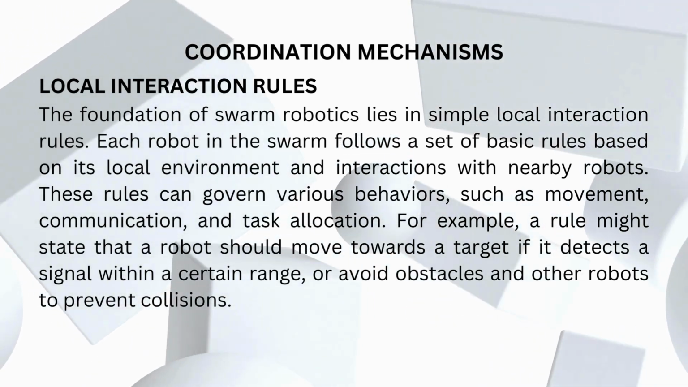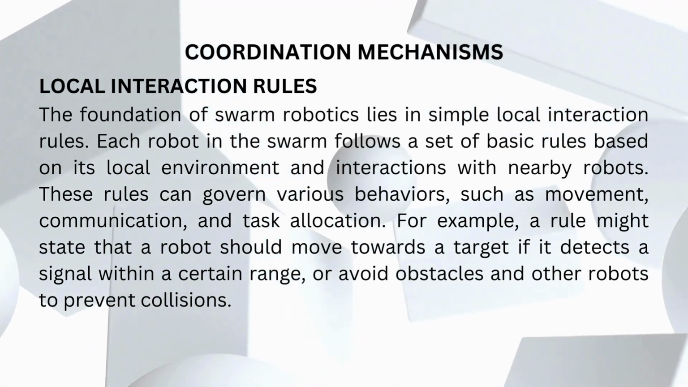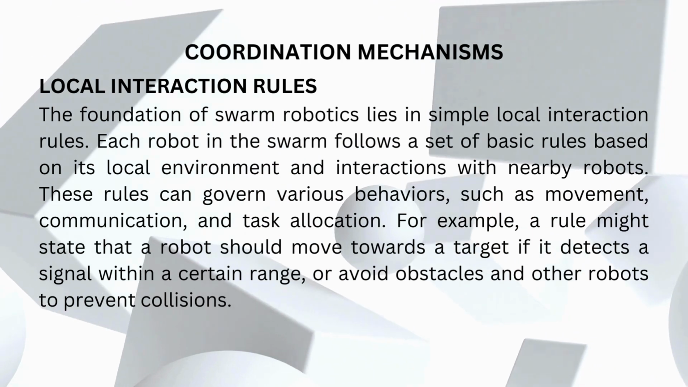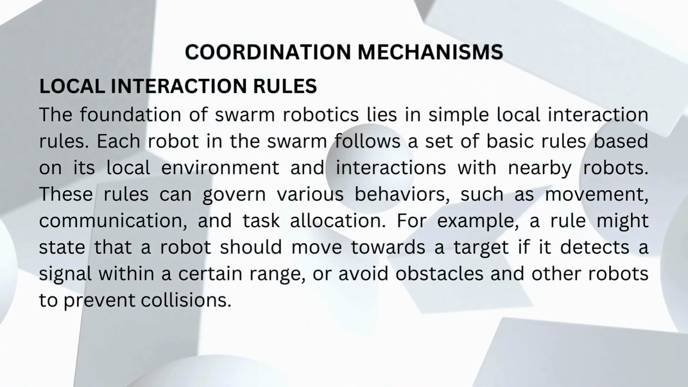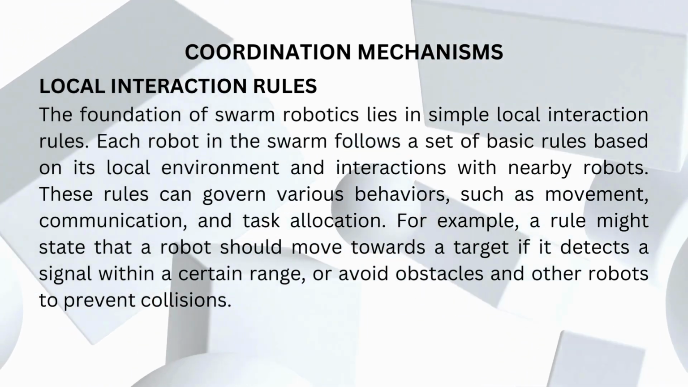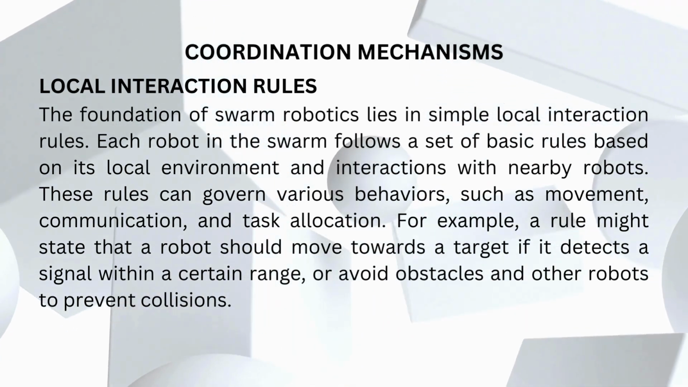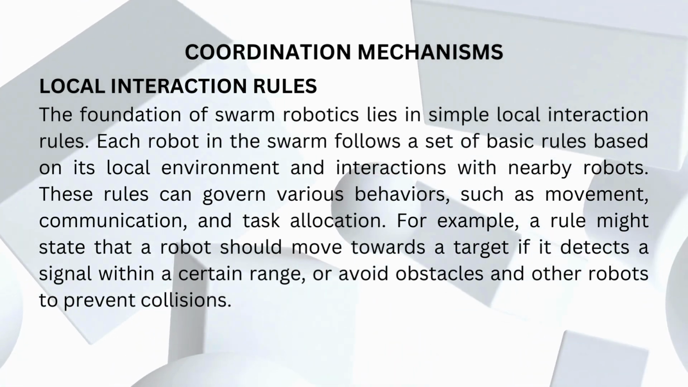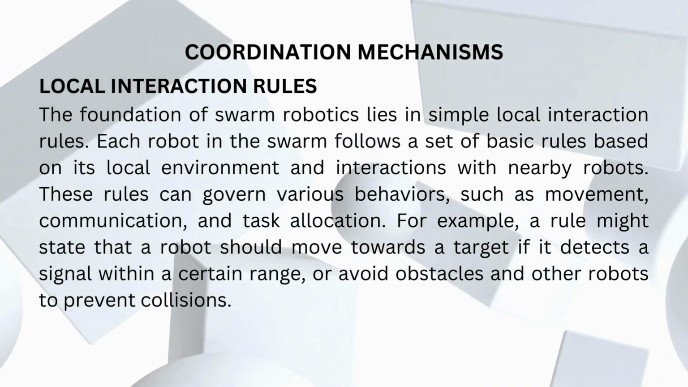Coordination mechanisms. Local interaction rules. The foundation of swarm robotics lies in simple local interaction rules. Each robot in the swarm follows a set of basic rules based on its local environment and interactions with nearby robots. These rules can govern various behaviors, such as movement, communication, and task allocation. For example, a rule might state that a robot should move towards a target if it detects a signal within a certain range, or avoid obstacles and other robots to prevent collisions.